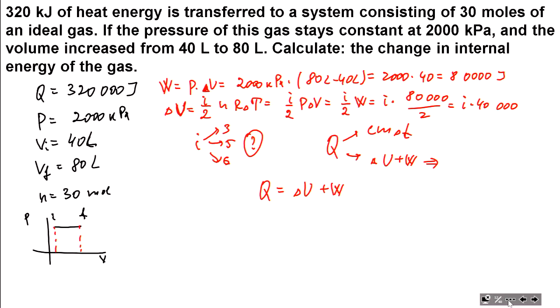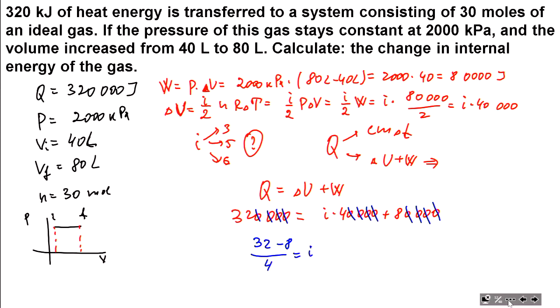I write the first law of thermodynamics. Now I know this number, kilojoules. And I know it has to be equal to I times 40,000 plus 80,000. Well, it gives me an equation with only one unknown. So plus, I can cancel four zeros immediately. So what's left? 32 minus 8 over 4 equals I. I equals 6.